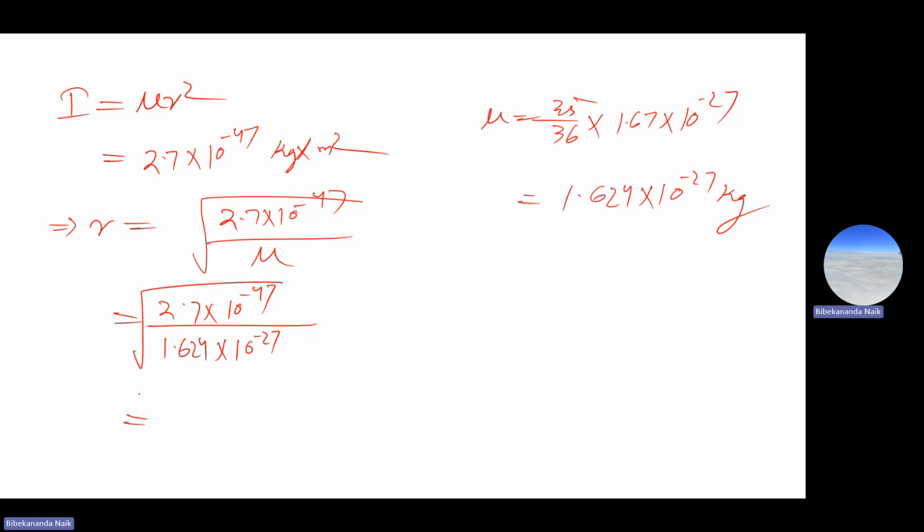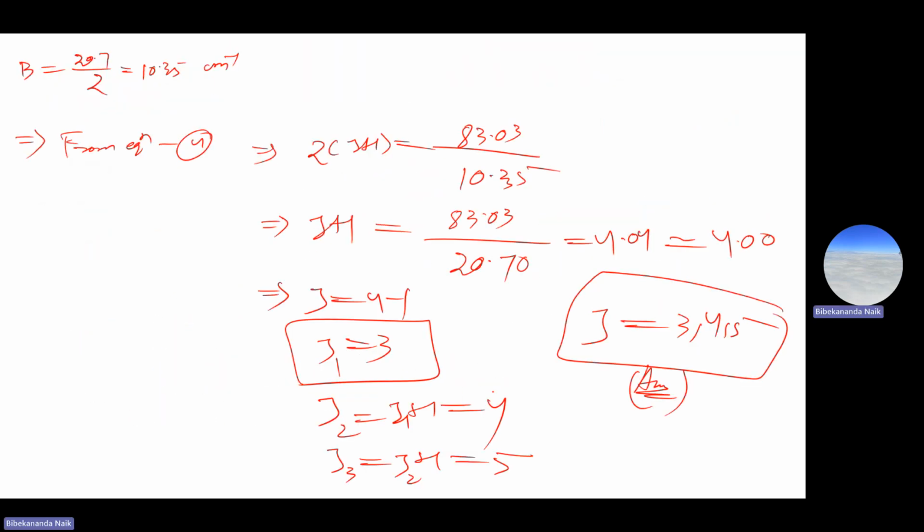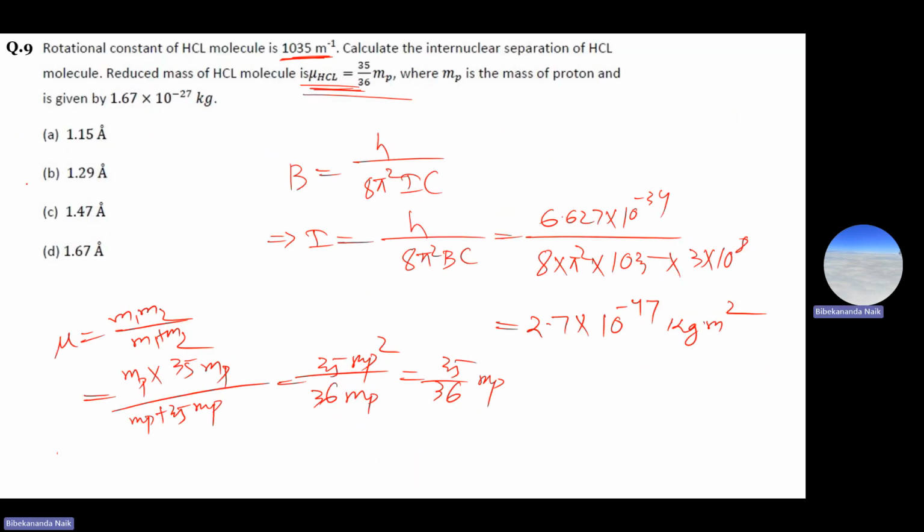This value will be how much? It will be 1.289 × 10⁻¹⁰ meter, or we can equate it to 1.29 Angstrom. So if you see the options, option B is again correct. So the correct option is option B, that is 1.29 Angstrom.